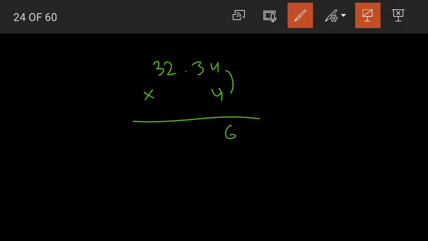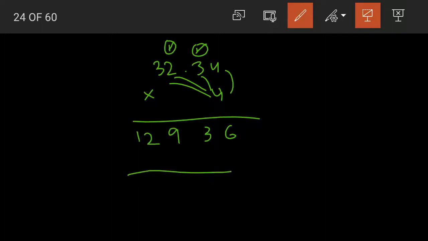4 4s are 16. 6 here, 1 carried. 4 3s are 12 plus 1, 13. 3 here, 1 carried. 4 2s are 8 plus 1, 9. 4 3s are 12. So after multiplying, what should we do? We should count the number of decimal places. These are the decimal places. 2 decimal places. So after 2 digits from the right, 1, 2, we place our decimal point in the product.